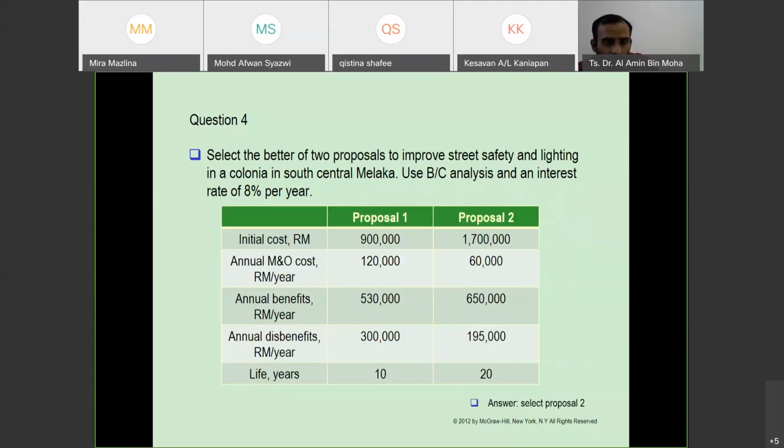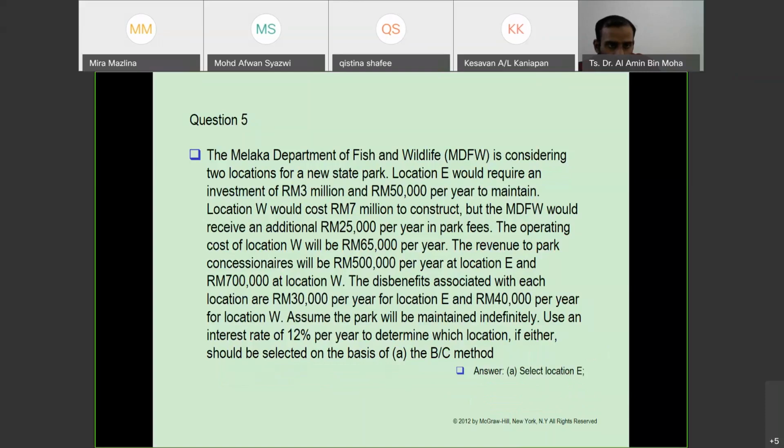So we go through the lecture first. Then we have two questions for the BC ratio. You see, select the better of two proposals to improve street safety and lighting. Use BC analysis. Okay. So the answer here, select proposal 2. So can you get this? If yes, then it's okay. So you can try this later on after the class session. Okay, and this is another example. So we have 3 examples for BC with the answer given as a reference for you.